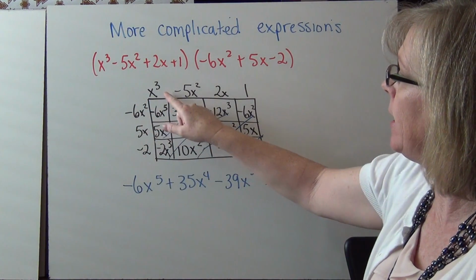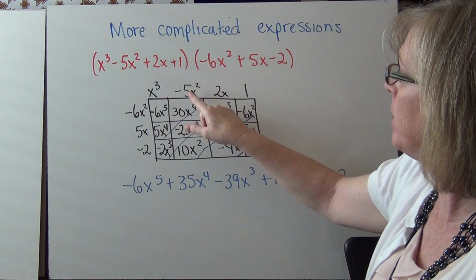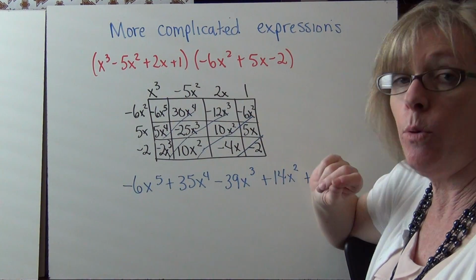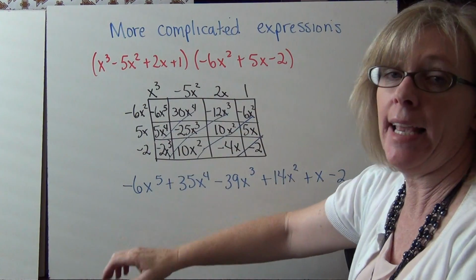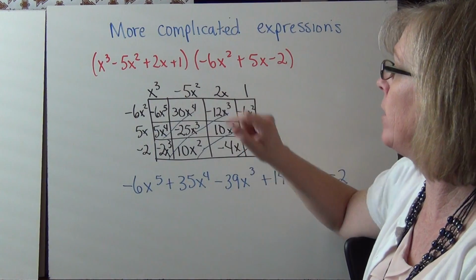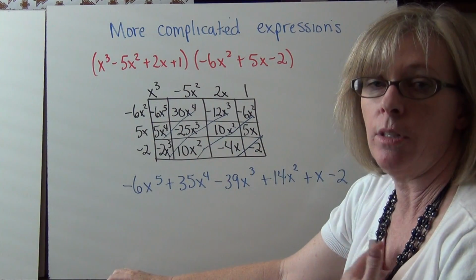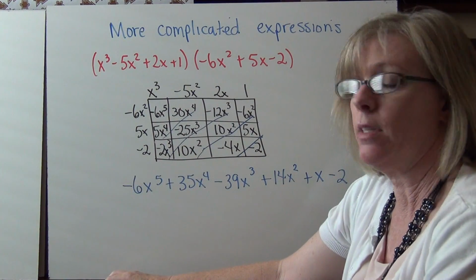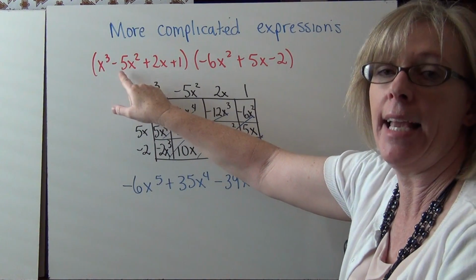So I place it in here and I decided to put the x to the third, then minus 5x squared, then 2x, now 1. Important thing to note is if I have a negative in front of my coefficient, I better bring that negative down into the model or I'm going to get a wrong answer, because it's going to be important in my multiplication to keep track of the negatives. This is not a 5, this is negative 5.